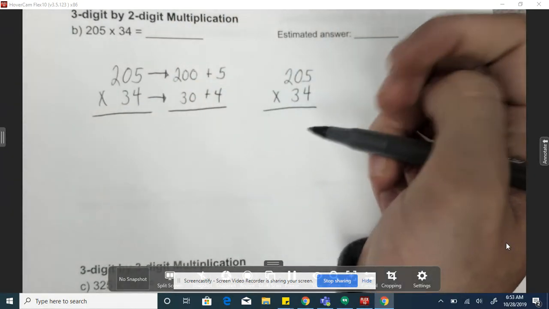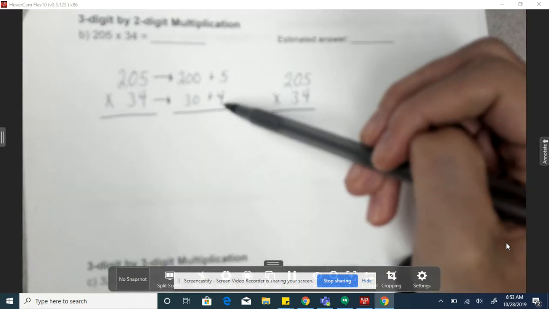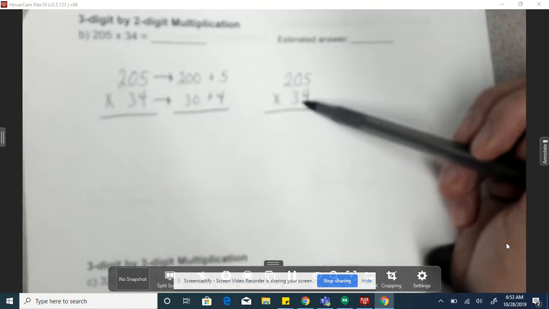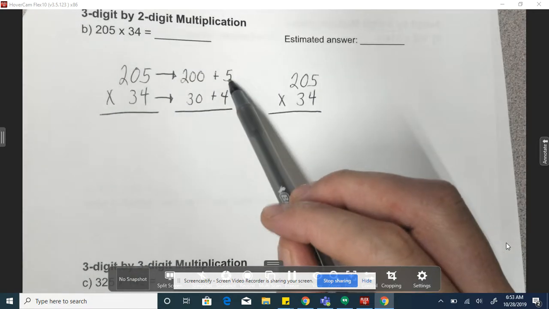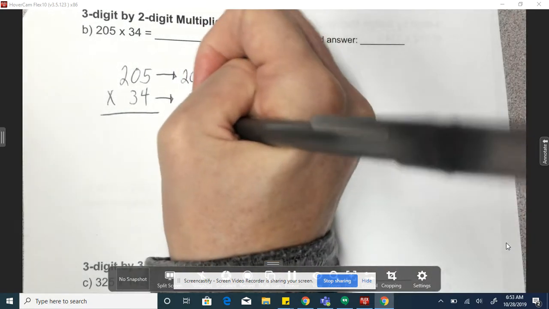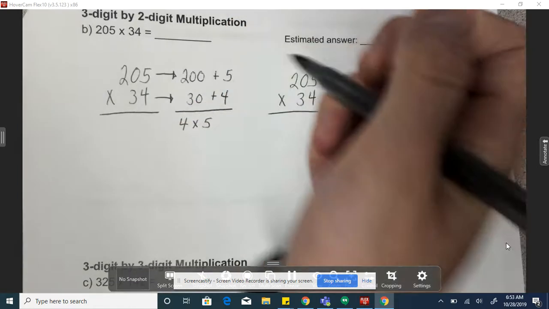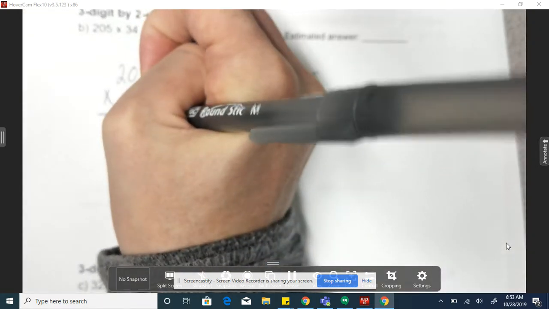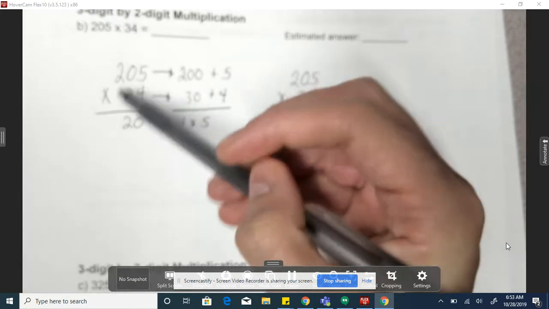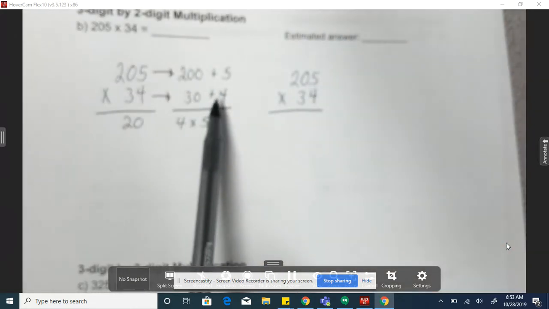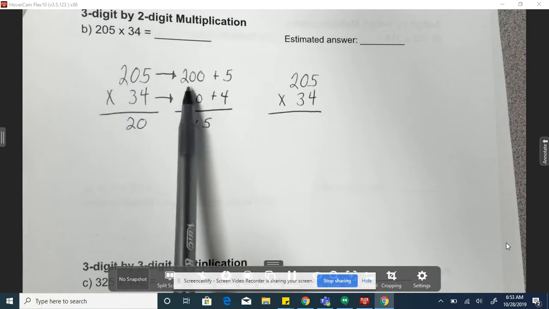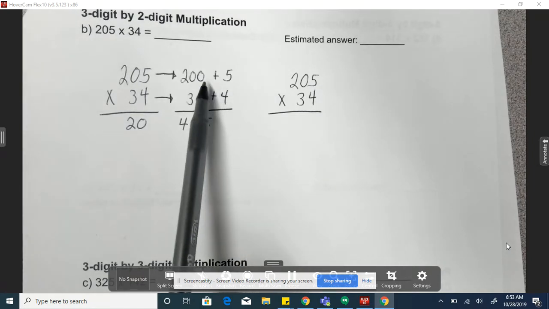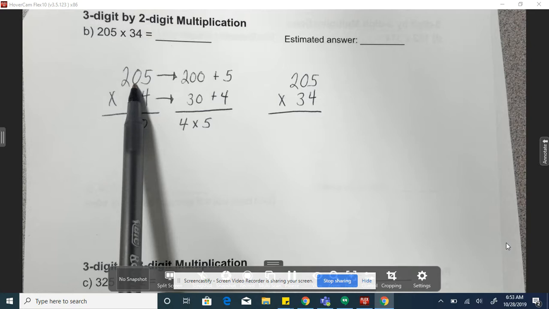All right, now we're going to start by multiplying by the ones place, no matter which method you're using. We're going to start here by multiplying 4 times 5. I'm going to write that expression down, 4 times 5. We know 4 times 5 is 20. I'm going to write 20 underneath my equation here. Now that we've done 4 times 5, we're going to do 4 times 200.